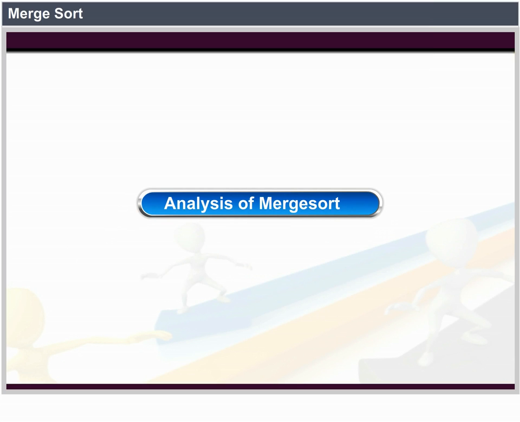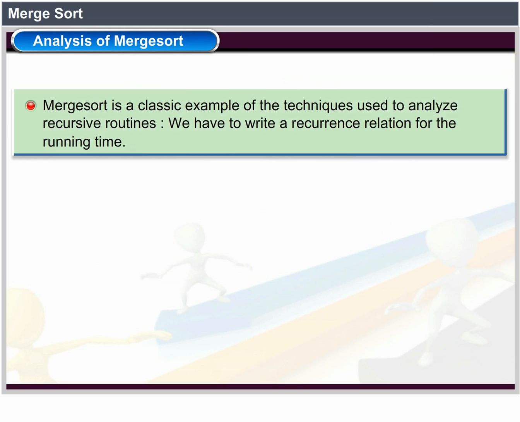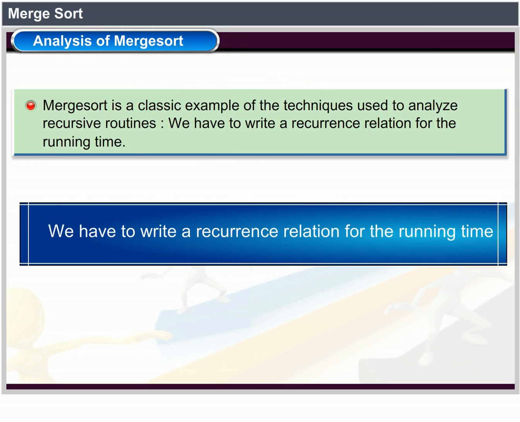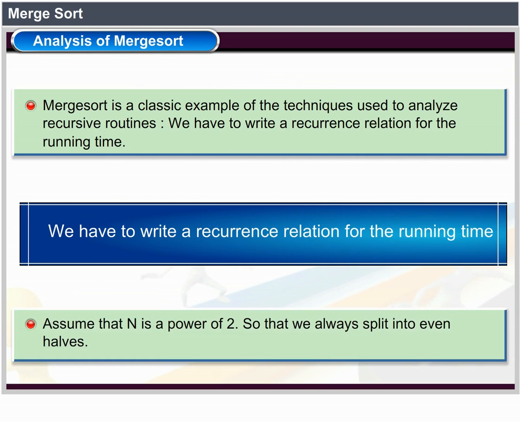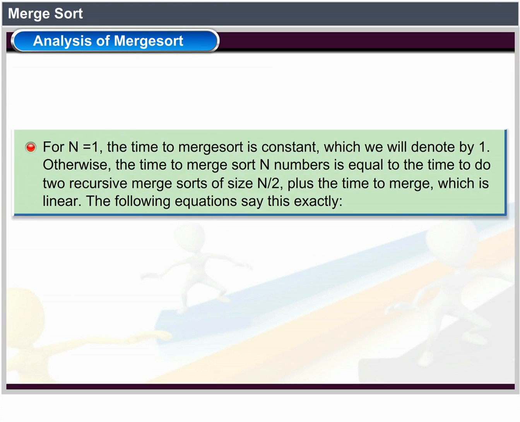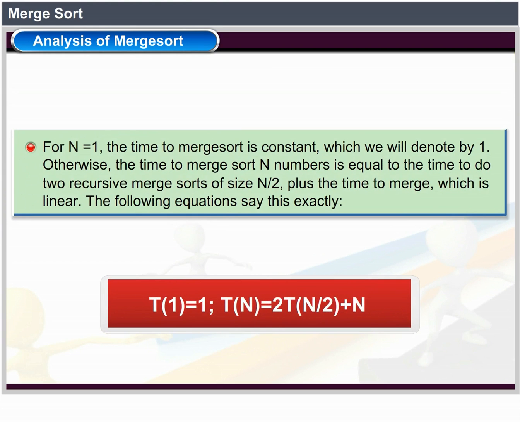Analysis of merge sort. Merge sort is a classic example of the techniques used to analyze recursive routines. We have to write a recurrence relation for the running time. Assume that n is a power of 2 so that we always split into even halves. For n equals 1, the time to merge sort is constant, which we will denote by 1. Otherwise, the time to merge sort n numbers is equal to the time to do 2 recursive merge sorts of size n over 2 plus the time to merge, which is linear. The following equations say this exactly. T of 1 equals 1, T of n equals 2T of n over 2 plus n.